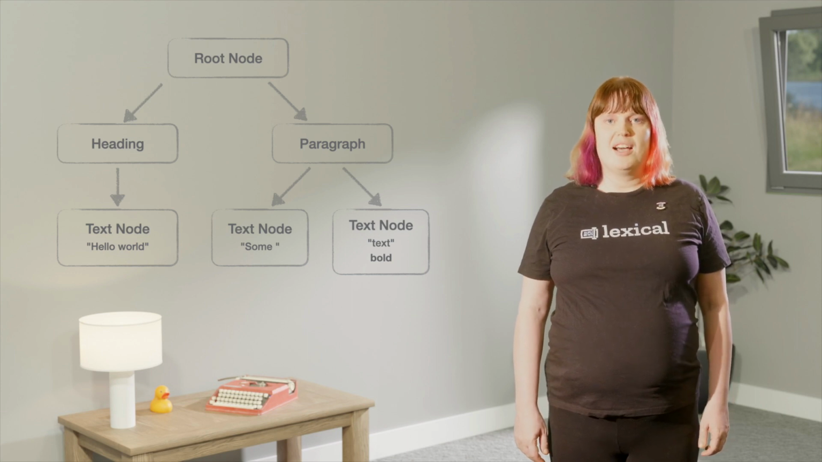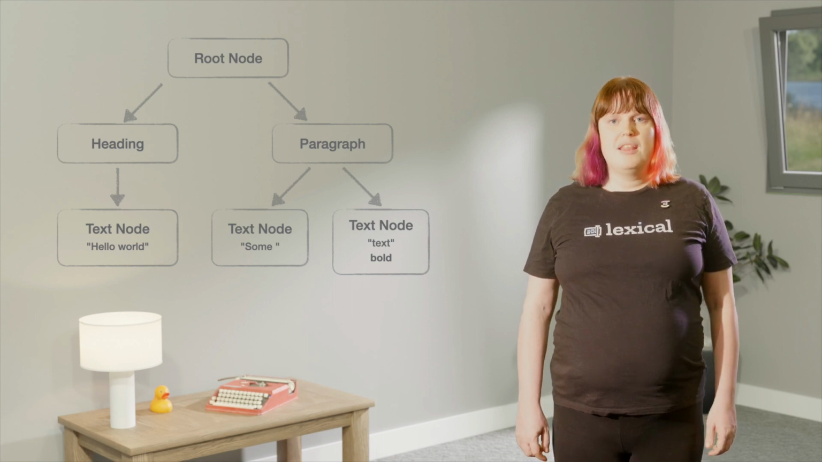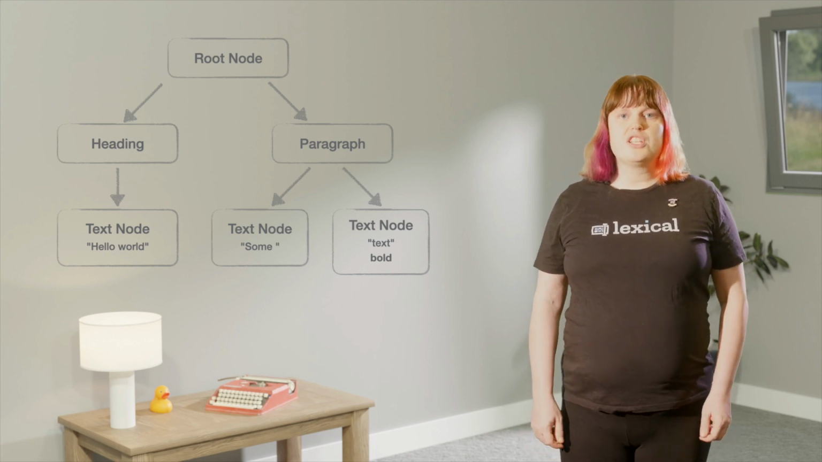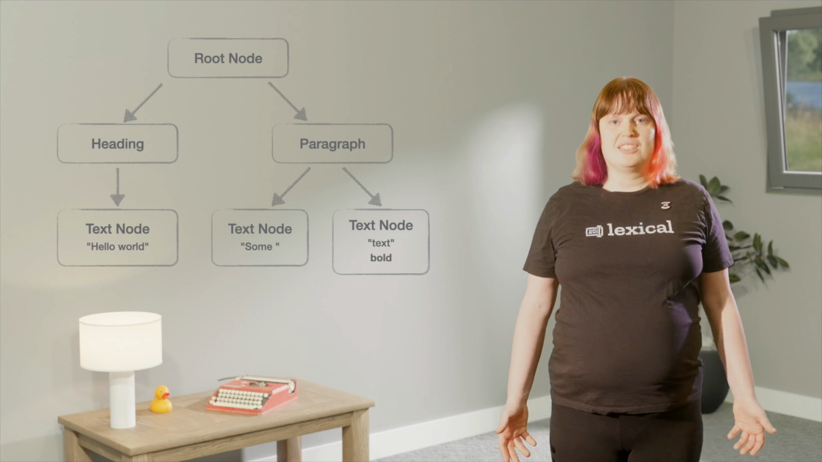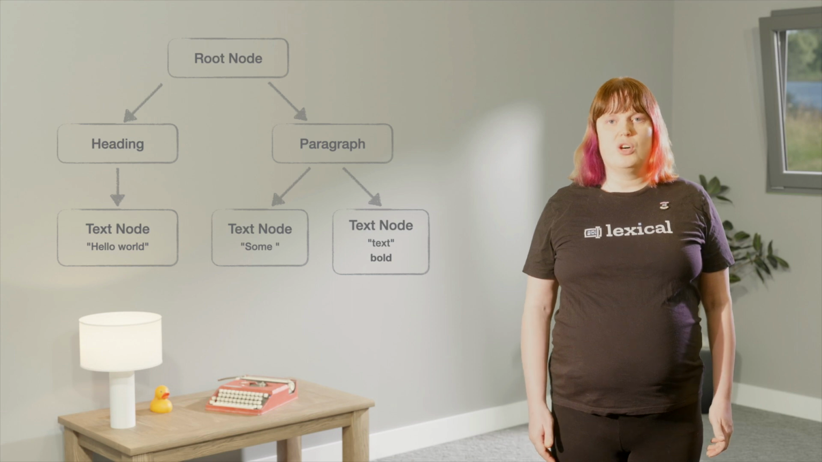All of Lexical's APIs are designed to work with and manipulate this node tree. There's no more need to enumerate string attributes to turn a paragraph into a heading. With Lexical, there's a quick and easy API to replace a paragraph node with a heading node. No more worrying about string ranges or off-by-one errors.